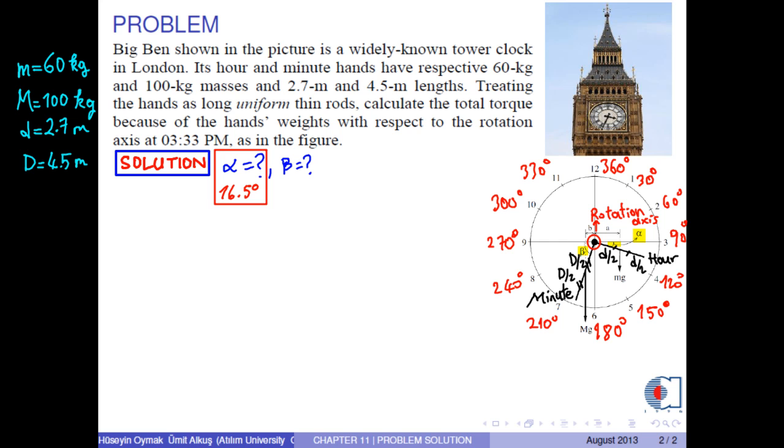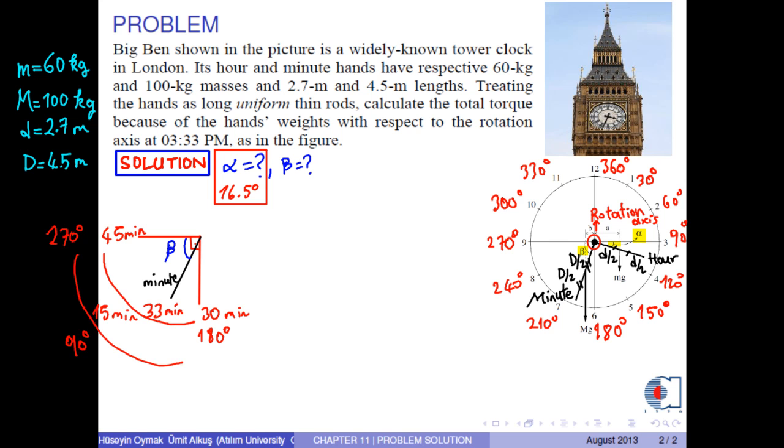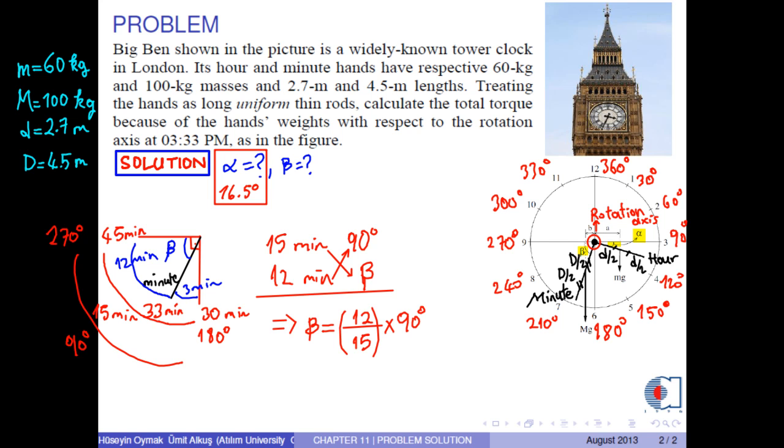According to the configuration for the minute hand, we say that 15 minutes corresponds to 90 degrees and 12 minutes corresponds to beta degrees, from which we obtain beta as 12 over 15 times 90 degrees. If you calculate, you obtain beta as 72 degrees.